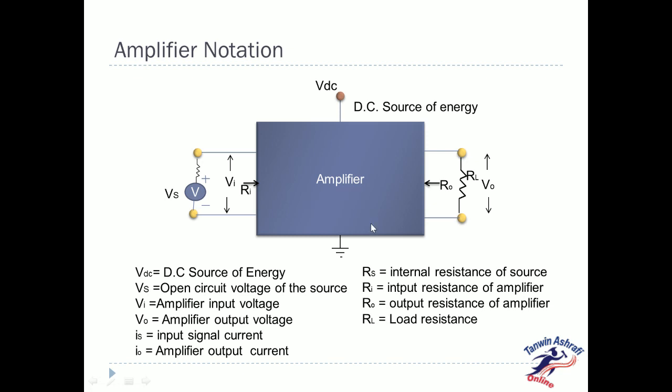In a similar way, the output resistance of the amplifier, that means the output resistance of this block. If you detach the load and attach the DMM between the output terminals, you will find some resistance of the amplifier output terminals that is known as the output resistance of the amplifier. Finally, the load resistance RL.